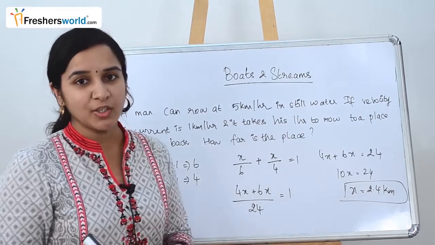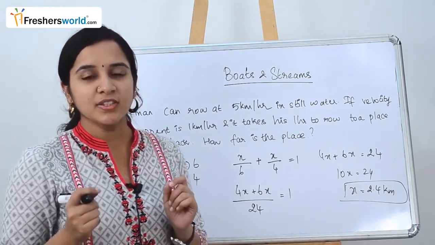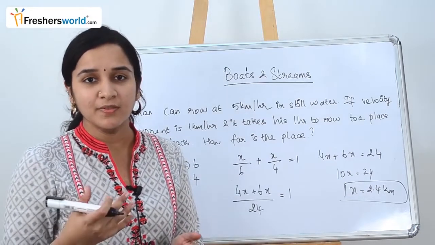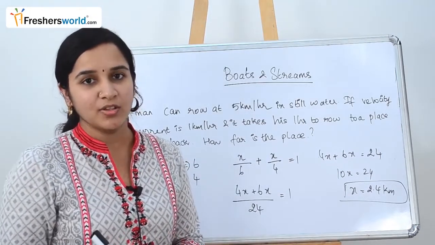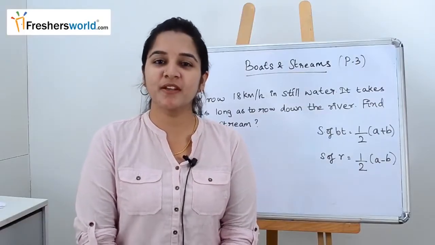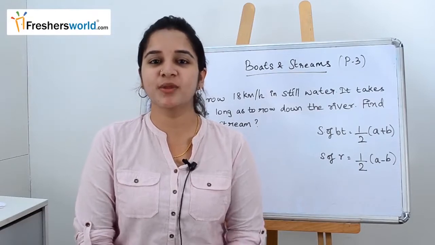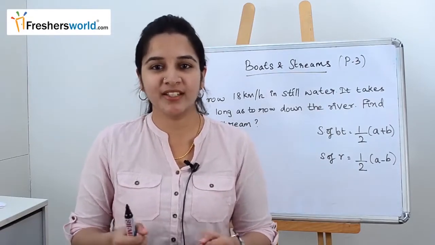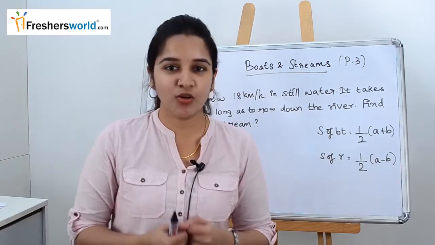So in the present video, we discussed some of the tougher problems that you might face in boats and streams. In the upcoming videos, we'll be dealing with much tougher problems in the same concept. The topic that we are going to look at today is boats and streams part 3. In the previous parts of boats and streams, we dealt with the basic sums of boats. Now we are going to dive into much tougher problems to understand this concept much better. So let's go to the problem.